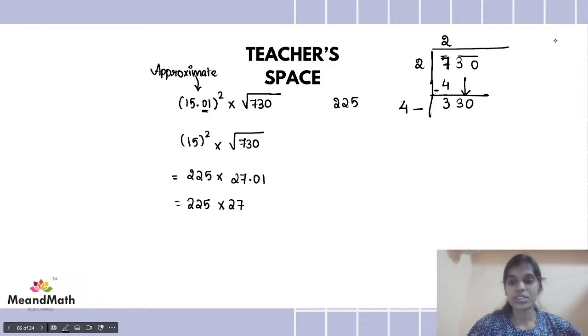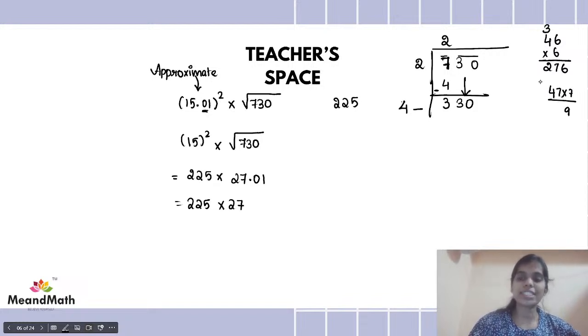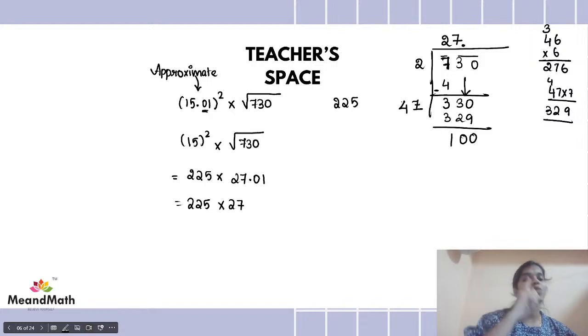So now, 46 times 6 is 276. 6 times 4 is 24, plus 3 is 27. Okay, 47 times 7 is 329. 7 times 4 is 28, 29, 30, 31, 32, 329. It is the nearest value, right? So, I am replacing this unknown by 7. Remaining 1.00. Because for the decimal point, as it is a square, we should add 2 zeros.